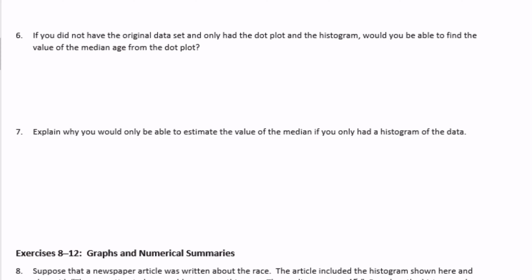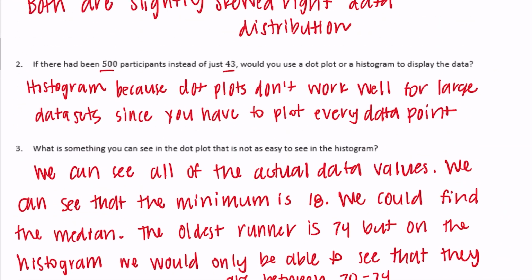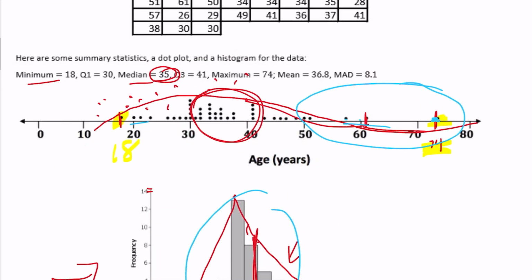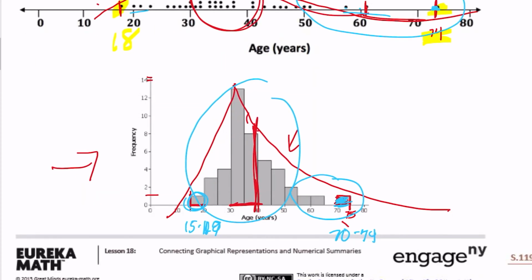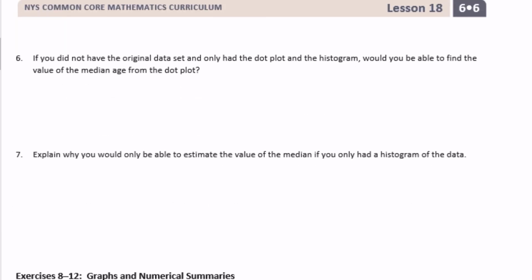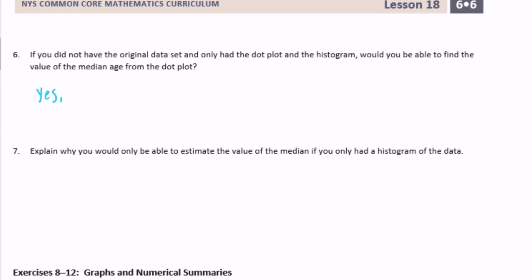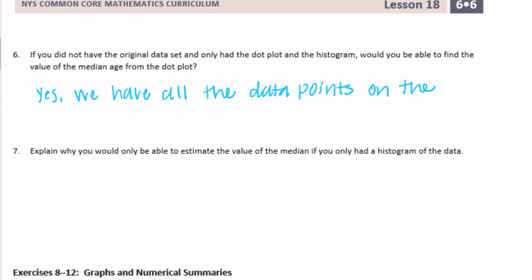Number 6, if you did not have the original data set and only had the dot plot and the histogram, would you be able to find the value of the median age from the dot plot? So yes, you would be able to find the value of the median age from the dot plot because you still have every single data point. So we could count off and find the middle of all those data points because we have every single data point. We would not necessarily be able to do that with the histogram. So yes, we have all the data points on the dot plot.